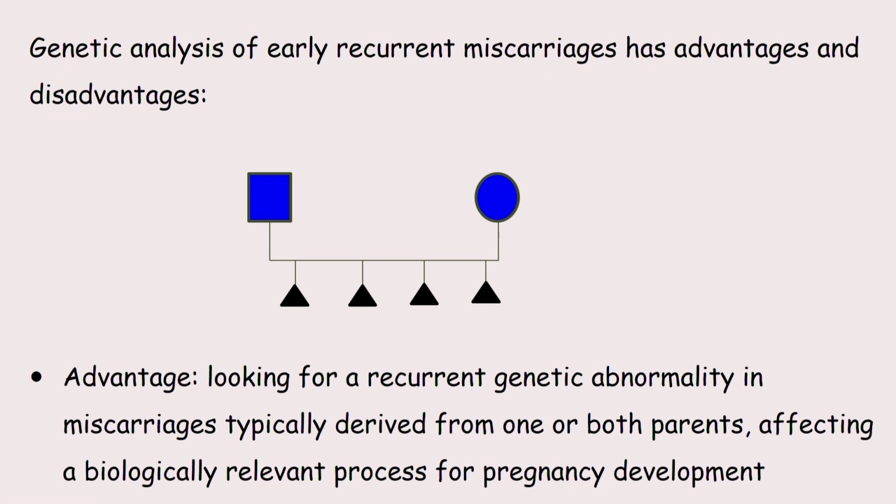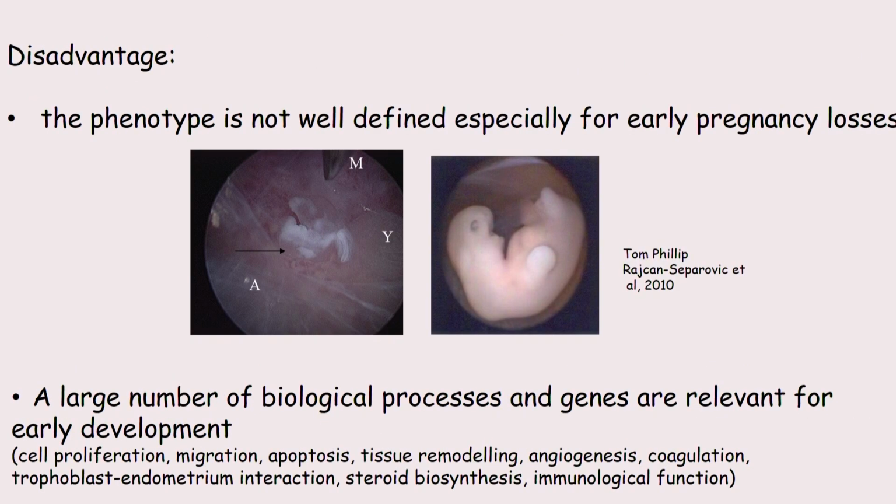Genetic analysis of early recurrent miscarriage has advantages and disadvantages. The main advantage is that we are looking for a recurrent genetic abnormality in miscarriages, typically derived from one or both parents, affecting a biologically relevant process for pregnancy development. So we are looking for a recurrent change. The disadvantage, however, is that the phenotype is not well defined, especially for early pregnancy loss.